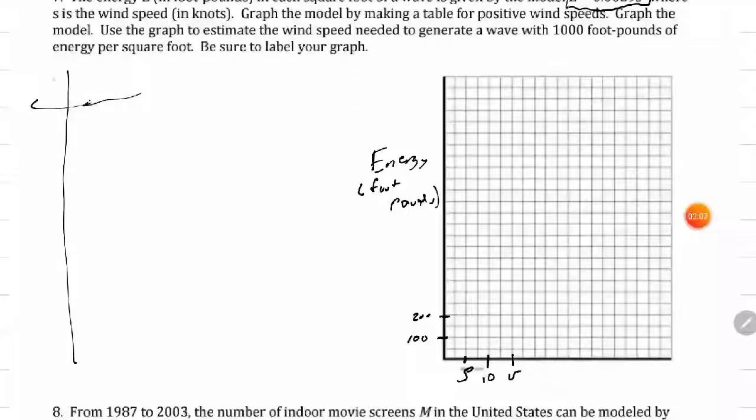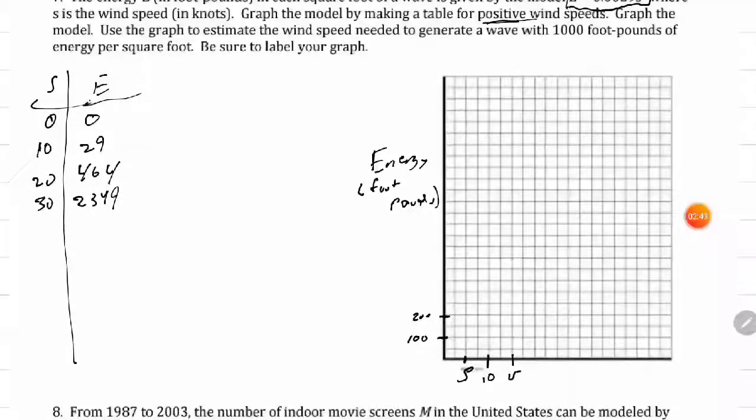So here is my S value, which is wind speed. And we only want to use positive, because that's what they said, positive wind speeds. And then our energy's right here. Of course, if there's no wind speed, there's no energy. Let's try 10. We plug that into the equation using your calculator and get 464.3. 20 gives 2,349.2, so that skyrockets.